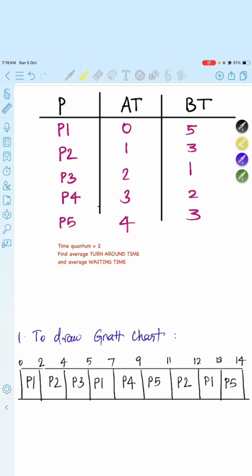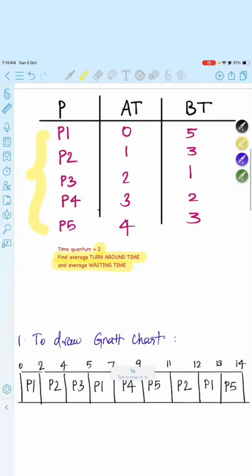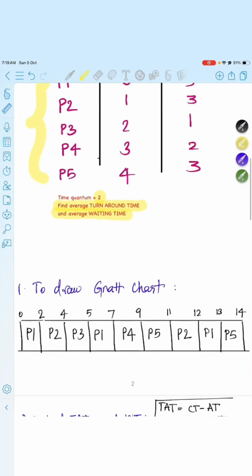This is an example where we have 5 processes, and their arrival times are from 0 to 4, and they have their unique burst times. The time quantum given is 2, and we have to find the average turnaround time and the average waiting time. The first step to solve this problem is to draw a Gantt chart.